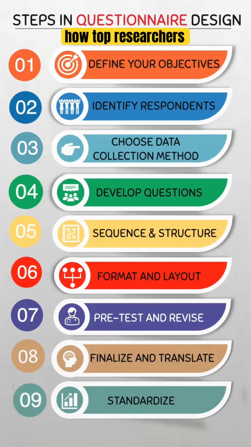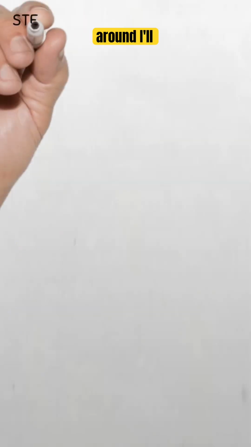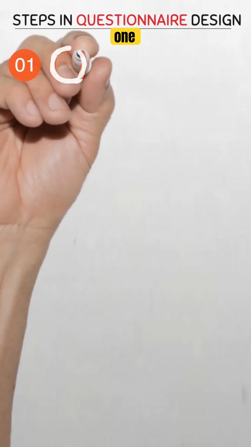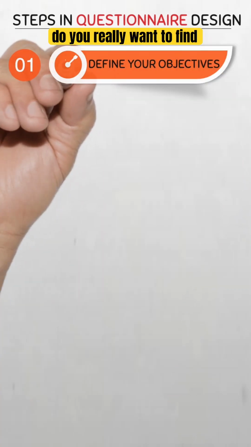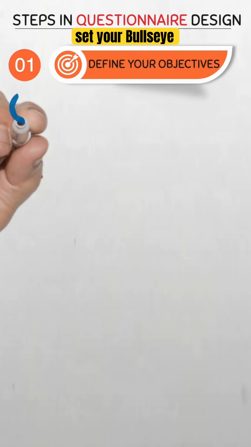Wondered how top researchers create the perfect questionnaire? Stick around, I'll reveal the 9 secret steps in just 30 seconds. Step 1. Define your goal. What do you really want to find out? Set your bullseye.